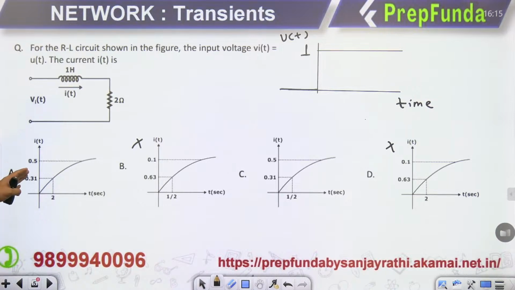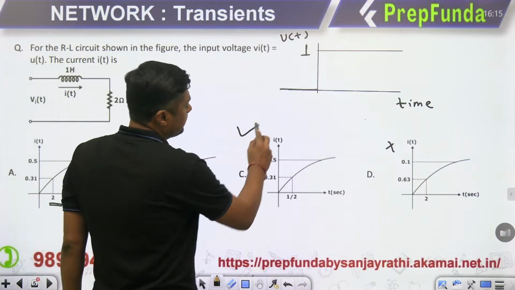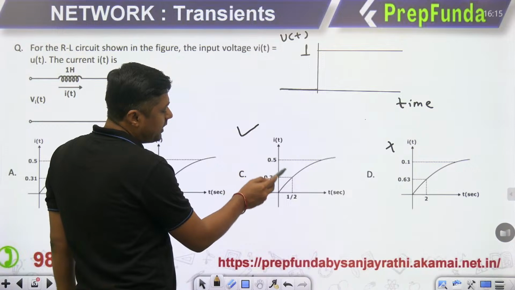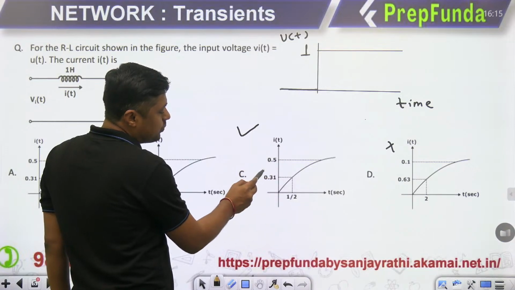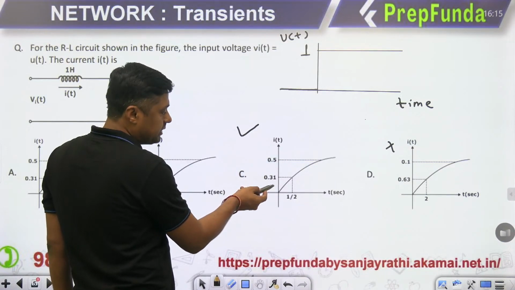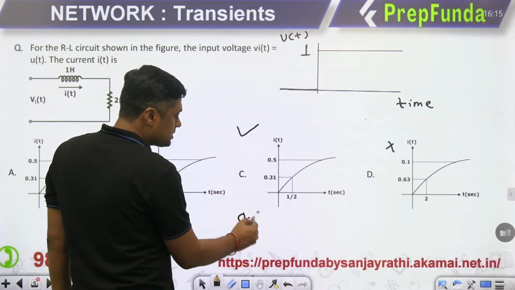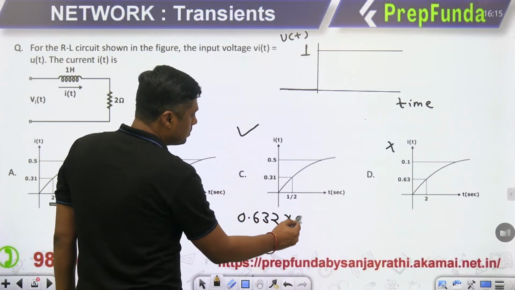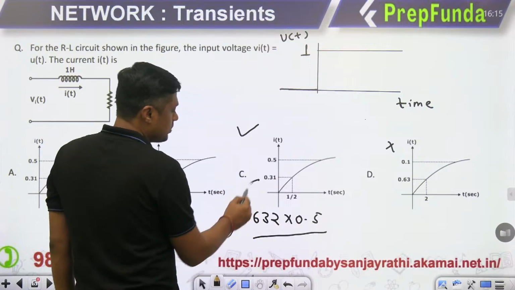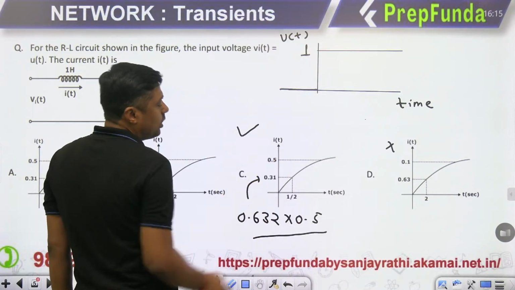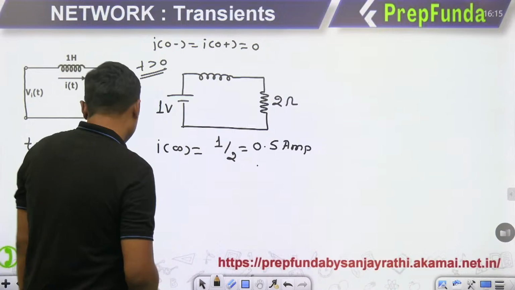This is the first one, but what is the time constant given here? 2 seconds. But the time constant is not 2 seconds. Time constant is 1 by 2 seconds, and that's why answer C is the correct one. Final value is 0.5. Exactly at one time constant, it will reach 0.316. Already we have calculated that. This is nothing but 0.632 times of final value. And finally, it will reach 0.5. So the graph looks like this. This is the graph.